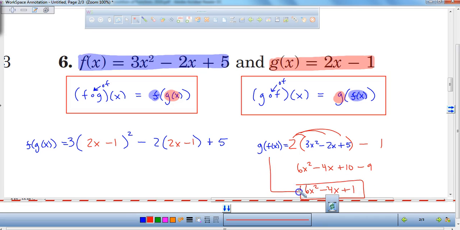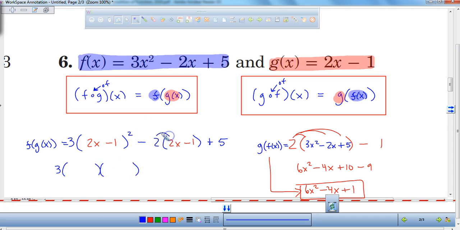So what is g of f of x equal to? 6x squared minus 4x plus 1. Just taking the red function and doing what? Taking the blue function and plugging it into the red function. Here I'm taking the red function, I'm plugging it into the blue function. Now this one's going to take a little bit more time, but it's not that bad.